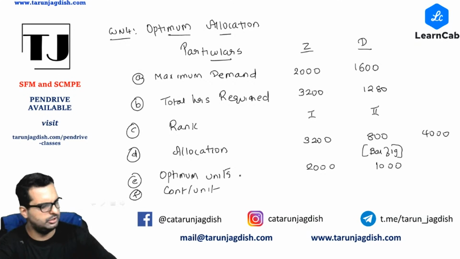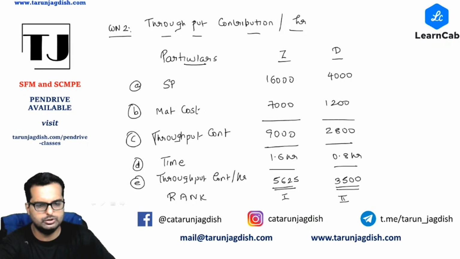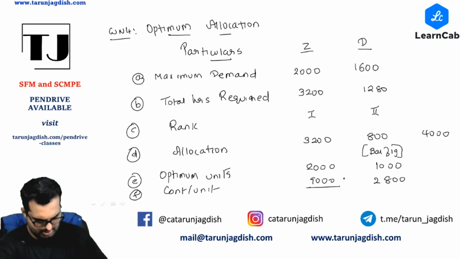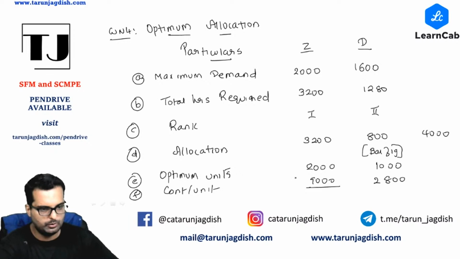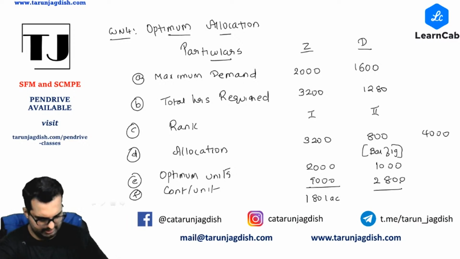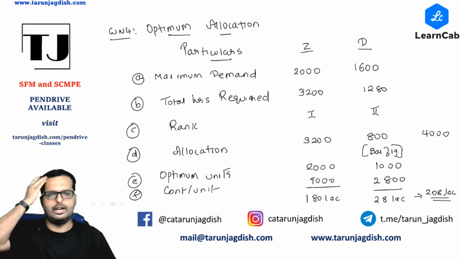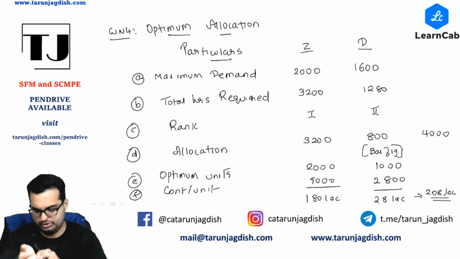We know the throughput contribution per unit also. How much is the throughput contribution per unit that we are having? Is it 9000 and 2800? 9000, 2800. So now tell me, what is 2000 into 9000? That would be 180 lakhs for this one. Okay. And here it will be 2800 into 1000. That should be 28 lakhs. So once you add up these two things, you get the answer as how much? 208 lakhs. Can you write down this? This should be the optimum contribution. Can you please write down this in your books now?